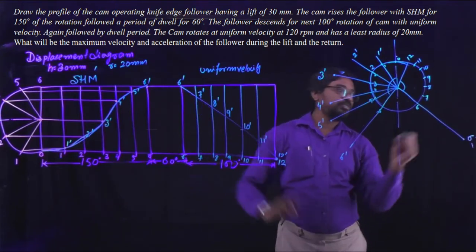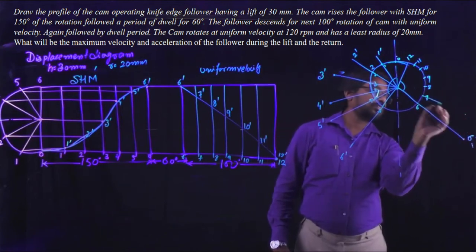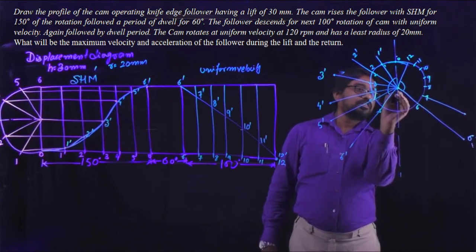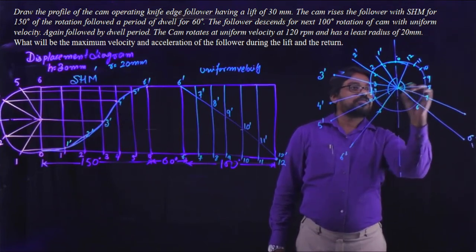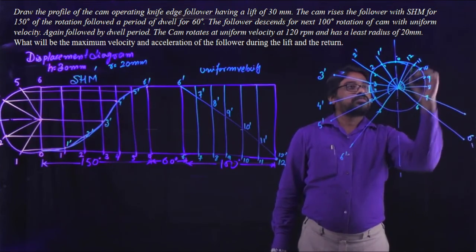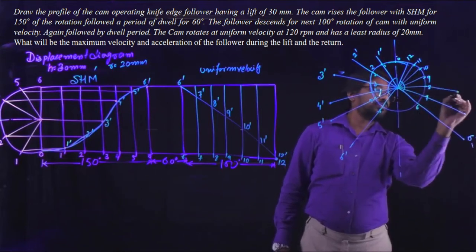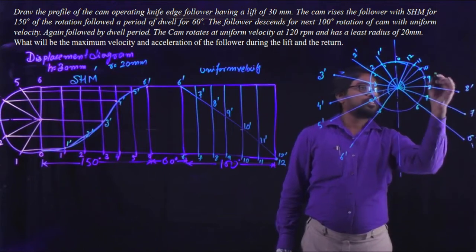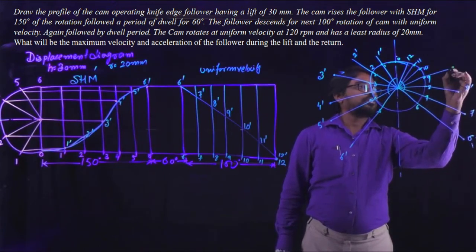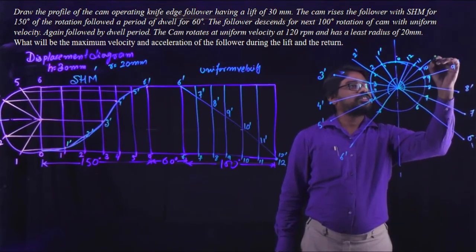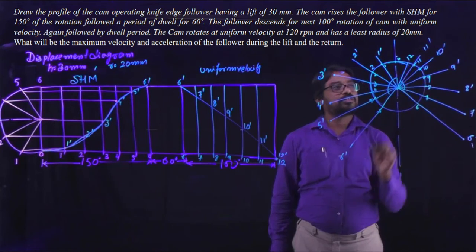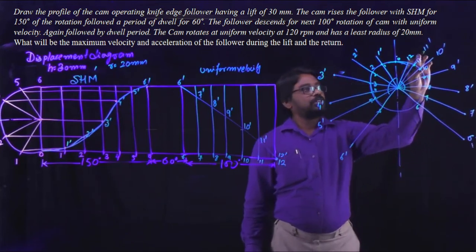Now we measure 7 to 7 dash. Clear? Now 8 to 8 dash, then 9 dash, 10 dash, 11 dash, and finally we have 12 dash. This is how we have done it.